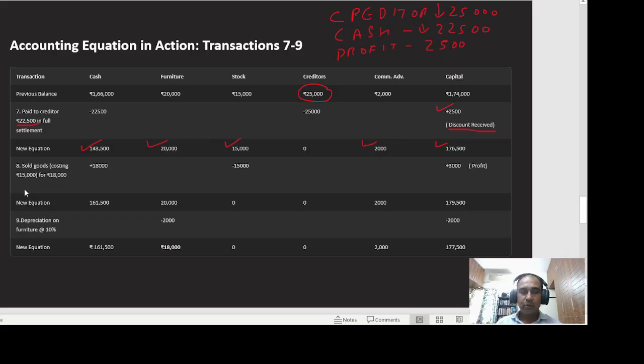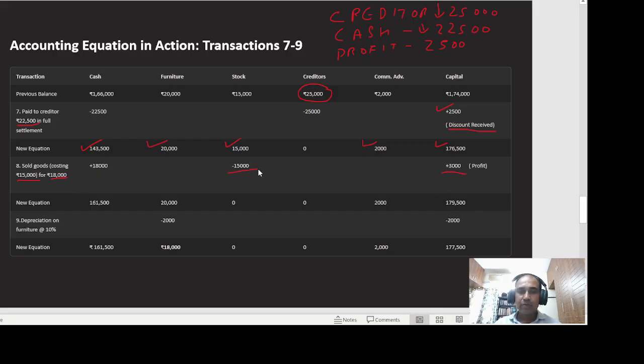Again, next, very interesting. Same perspective you have to give for the next question also. Sold goods costing rupees 15,000. The cost of the goods is 15,000, but I am selling for 18,000. Something which is worth 15,000, I am selling for 18,000. What will I do? I will get a profit of 3,000.